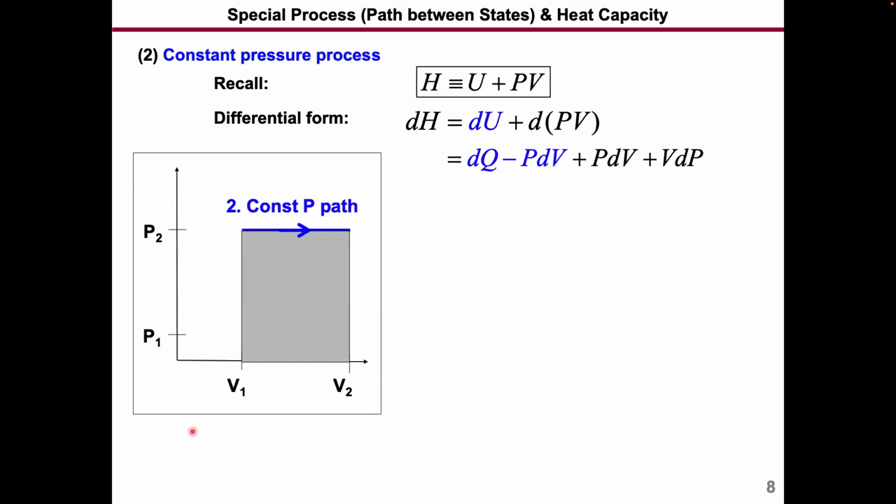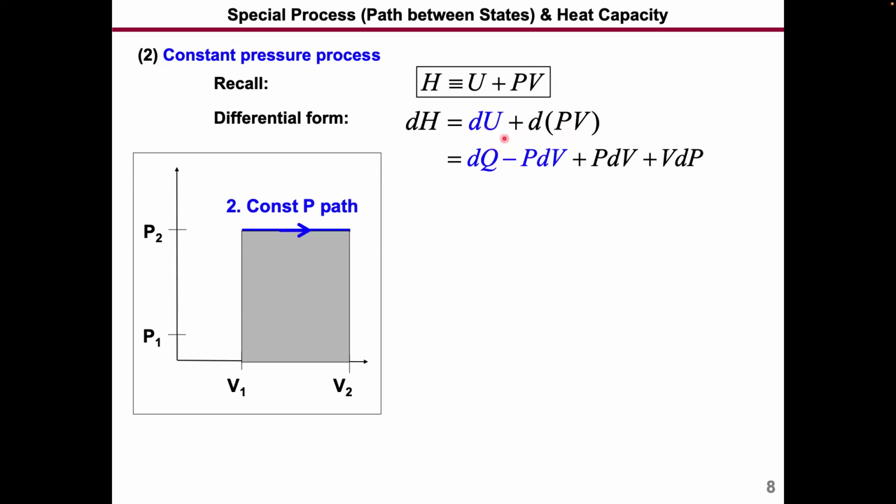And then the second special process we are interested in is the constant pressure process, right? Let's say this is your state 1, and you basically go from here to here. You're just expanding, but the system pressure is held constant, okay? In this particular process, we can start from enthalpy. Enthalpy is by definition equal to internal energy plus PV, okay? And then in differential form, dH is just equal to dU plus d(PV), right? You put d in front.